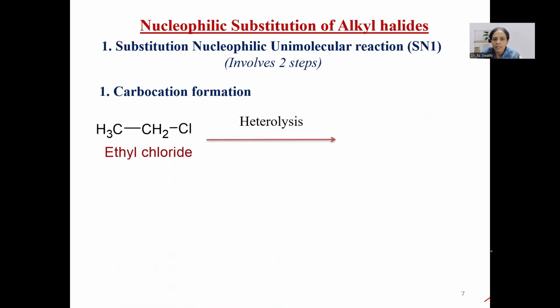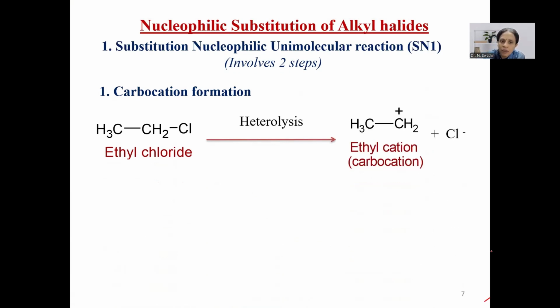So ethyl chloride in the first step undergoes heterolysis. So the carbon-halogen bond will be dissociated, so that the bonded pair of electrons will be taken up by chlorine, thus resulting in the formation of chloride ion, while the carbon which was attached to the halogen becomes electron deficient. Thus there will be creation of a carbocation. So when you consider ethyl chloride as an example, in the first step there will be formation of ethyl cation.